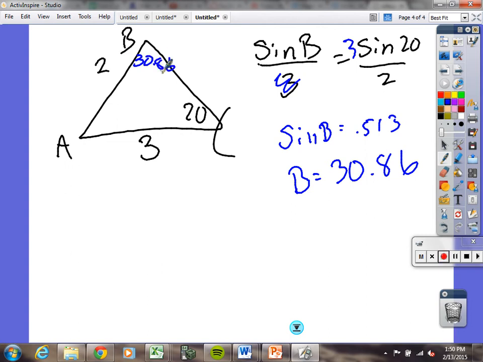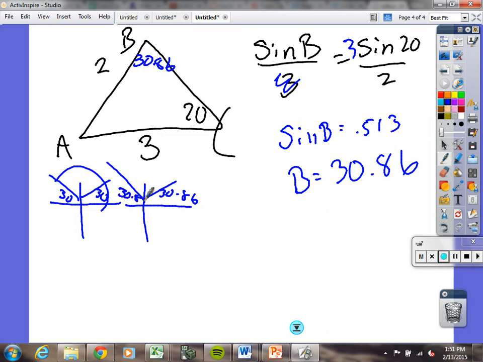No, so now we're going to use it as a reference angle. Notice, over here, when it was a half, this was 30 degrees, and so was this 30 degrees to get me to 150, right? They have the same reference angle. Does that make sense? So this is 30.86, and this is 30.86, so this is 149.14 as well. I have 2 solutions.